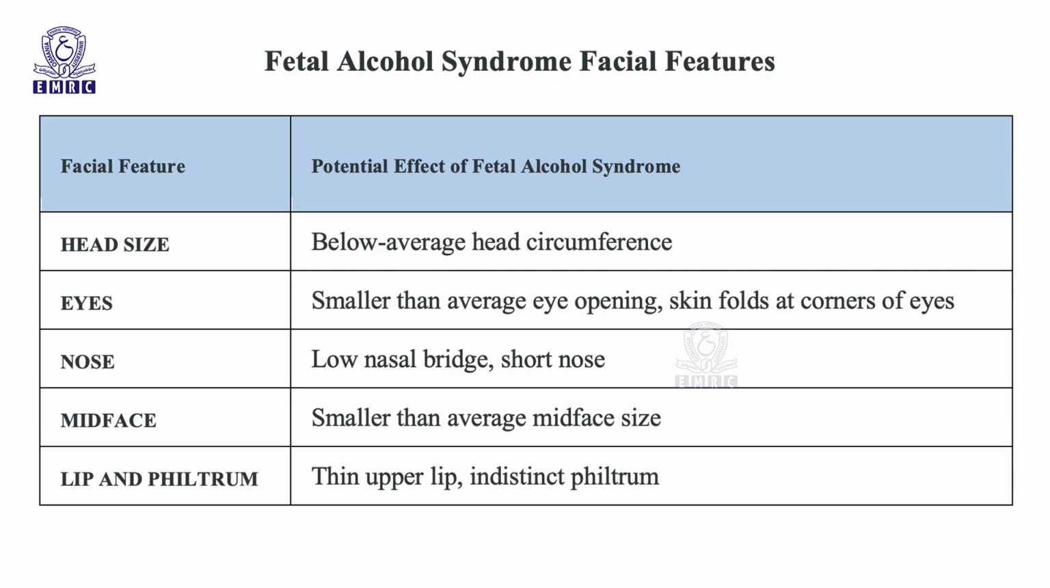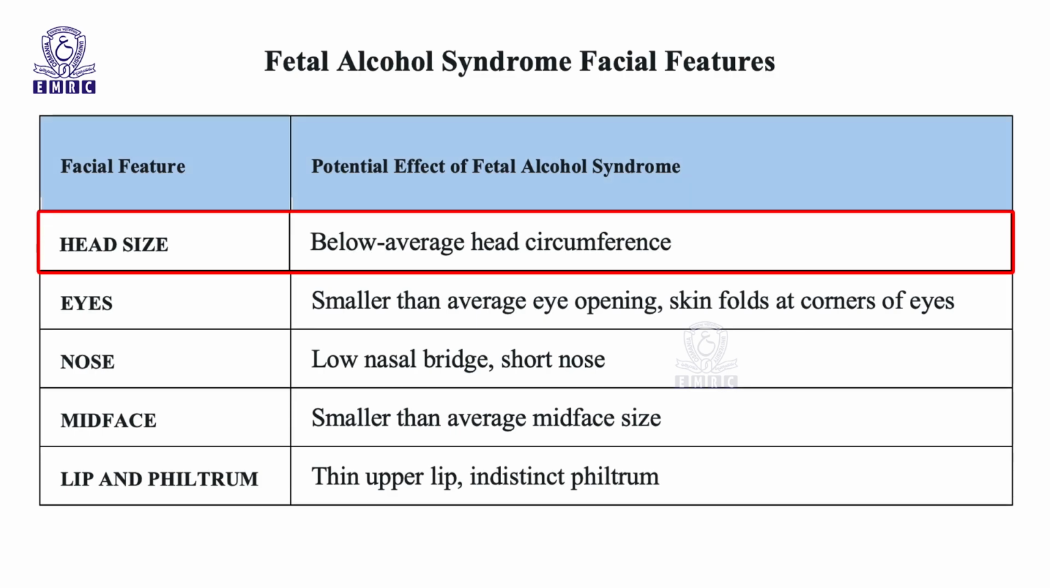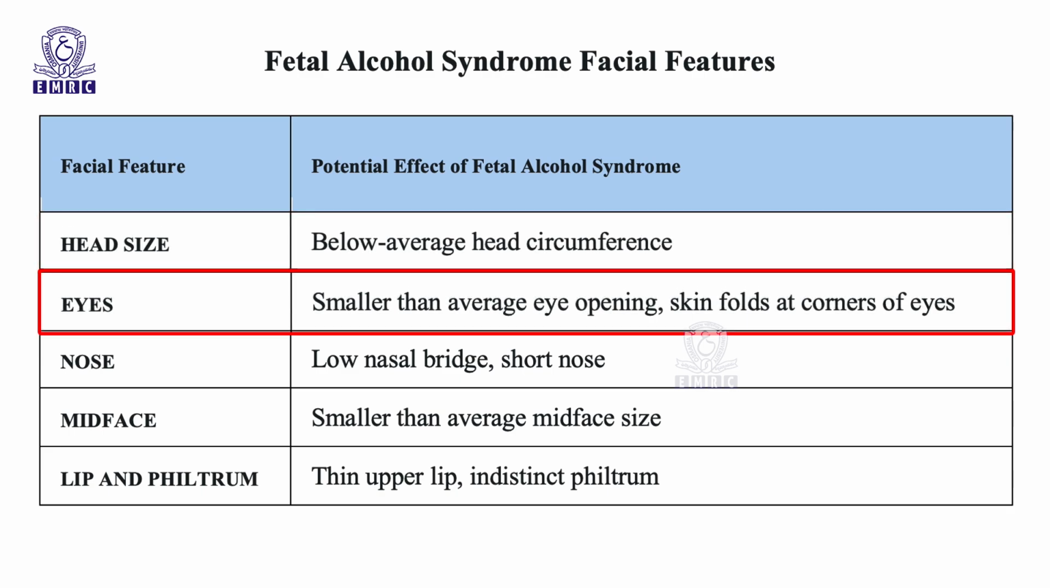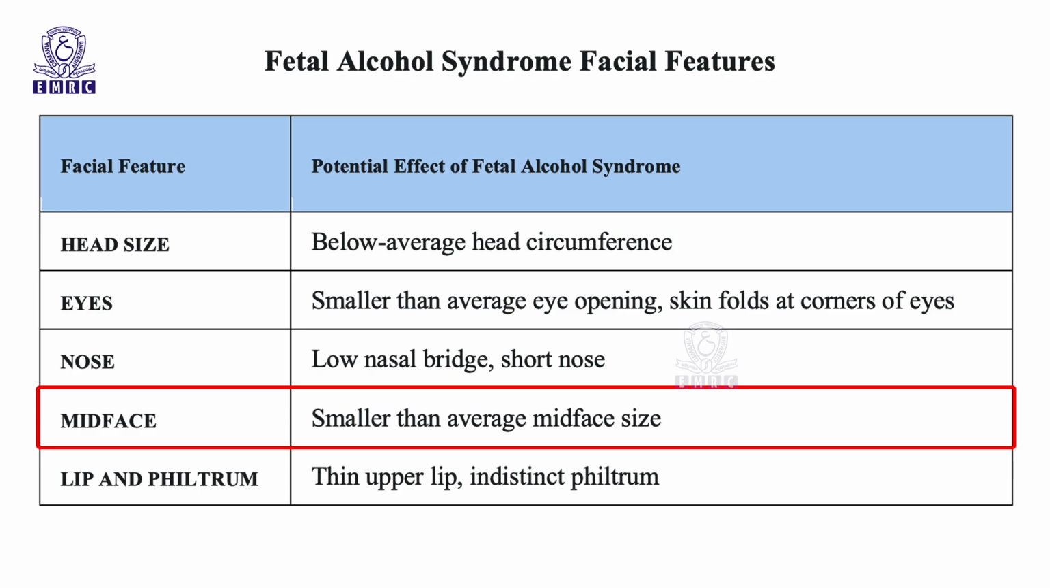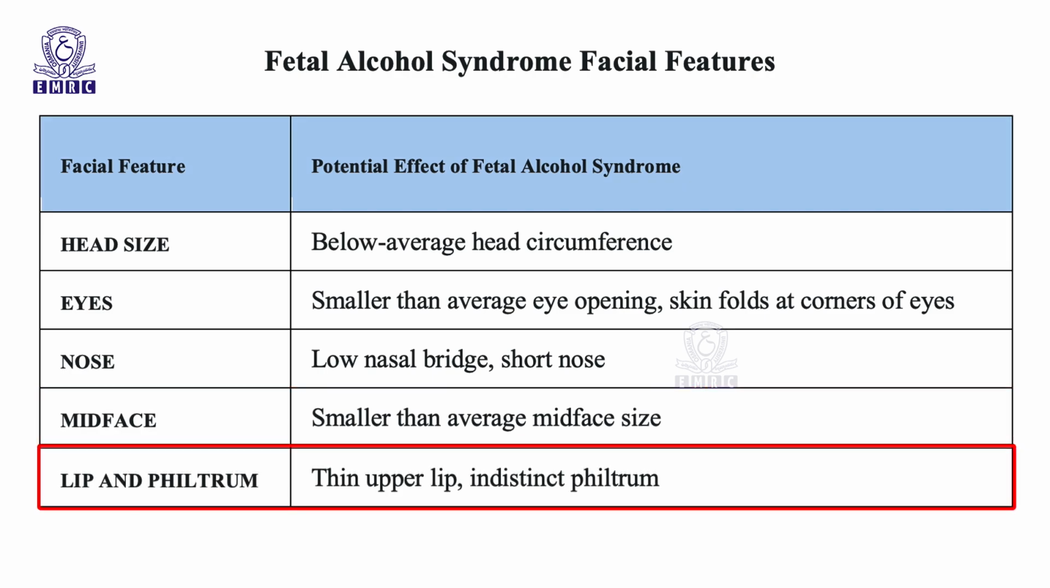The table shows fetal alcohol syndrome facial features. This table talks about fetal alcohol syndrome and how it impacts the facial features. The head size is below average and circumference is also below average. The eyes are smaller than average eye opening, and there are skin folds at the corners of the eyes. The nose also has a low nasal bridge and the length is also reduced. The mid-face is smaller than the average mid-face size. The lips are thin, with a thin upper lip and an indistinct philtrum.